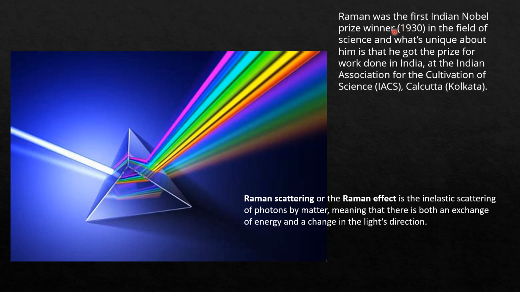Raman was the first Indian Nobel Prize winner in 1930 in the field of science, and what is unique about him is that he got the prize for work done in India at the Indian Association for the Cultivation of Science, Calcutta. And this is Raman effect, an inelastic scattering of photons by matter, meaning that there is both an exchange of energy and a change in the light's direction. See, this is a prism. When a light passes through this, when it comes out, it scatters like this. So this is called as Raman effect.